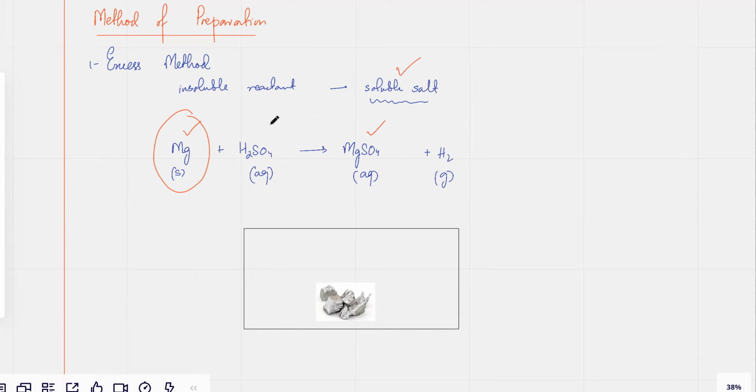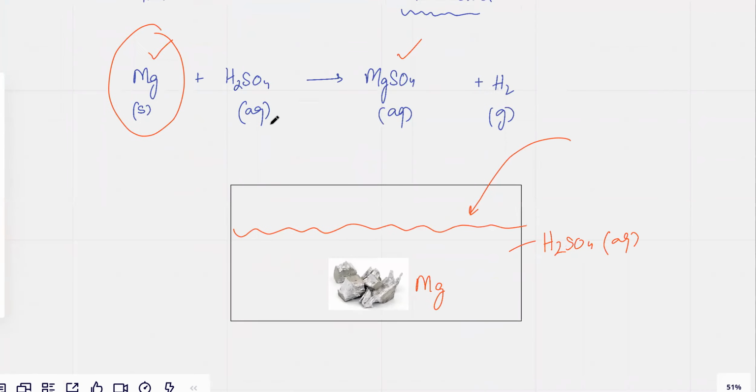I'm going to start pouring in H2SO4. So let's say there's a beaker that contains H2SO4. I'm going to start adding H2SO4. So I've got a lump or pieces of magnesium and I've poured in H2SO4, which is sulfuric acid. So that's aqueous. Is this clear so far? Yes, sir.